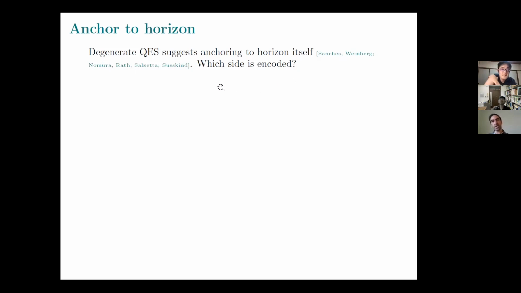And so this brings us to the question I was asking at the beginning of the talk: which side of the horizon is encoded? If you anchor surfaces to the horizon, you're sort of saying that there's some microscopic theory that lives there. But you can ask, which side is it encoding? We can address that from the point of view of holographic screens, but I won't really do that unless people want to ask me during the Q&A.